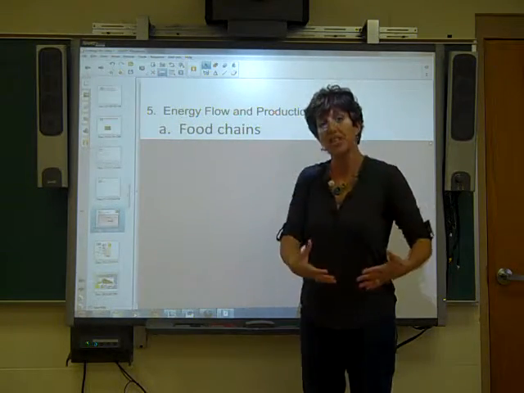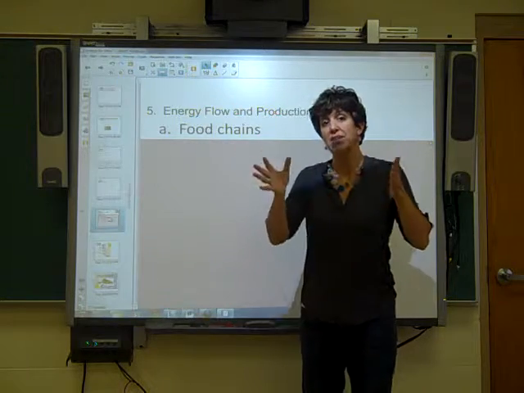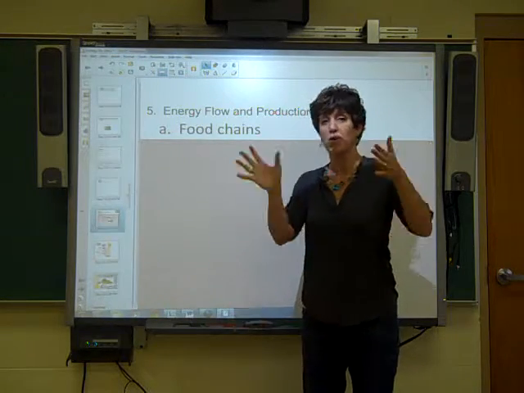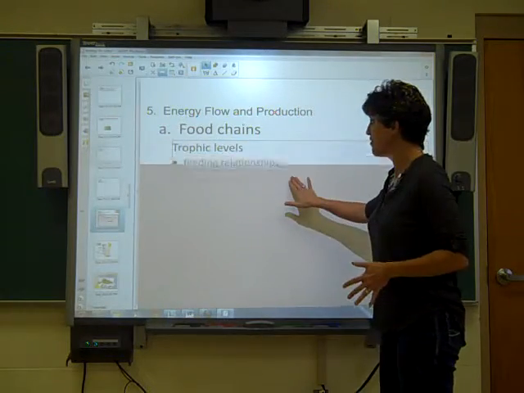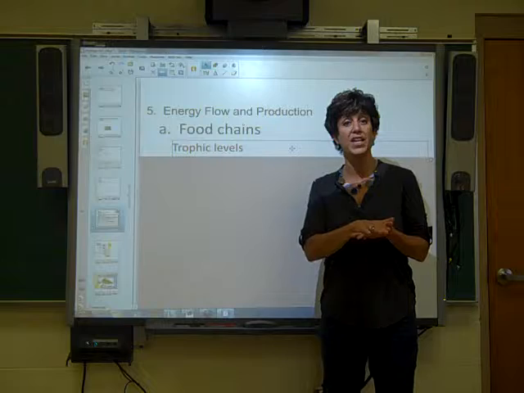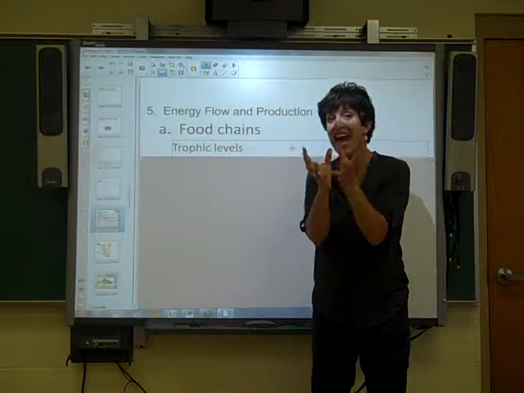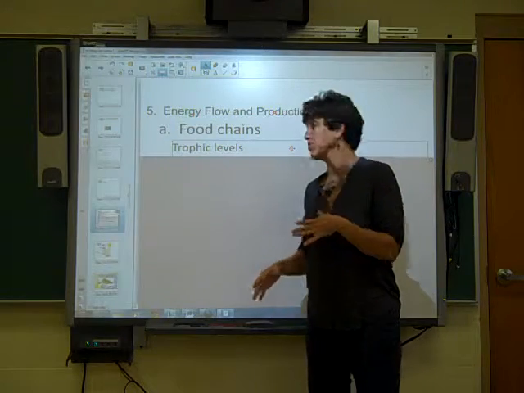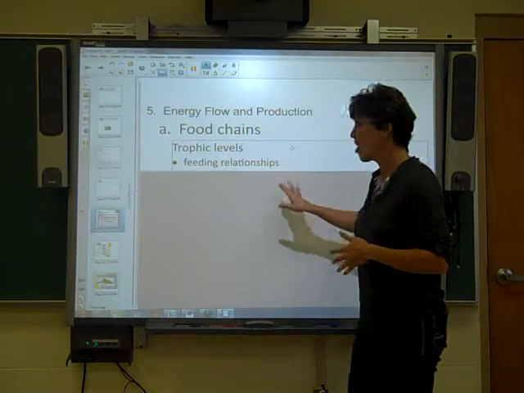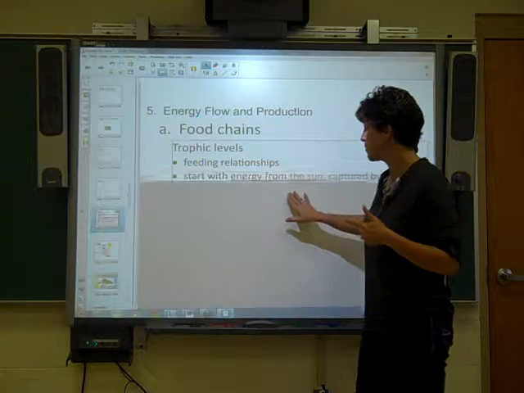So how do we have energy in our ecosystem? Where does it come from? How does it get transferred from one type of organism to another type of organism? So we start off with food chains. When you have a food chain, you have different trophic levels. And I'm hoping in your head that you are thinking about producers and consumers and what they do in a food chain. So they are all about the feeding relationships.